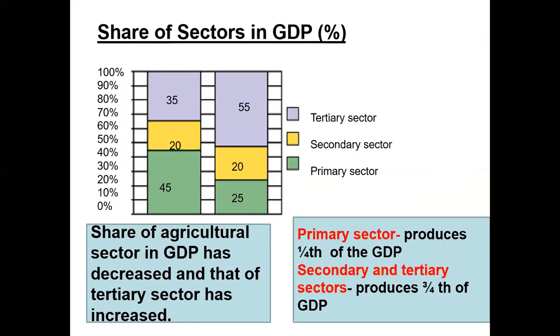Then income has increased. People have started demanding more services and they eat out, they shop, tourism. So service sector has increased. Rise of information and technology has further revolutionized the service sector. These are all the reasons why the share of tertiary sector in GDP has increased.